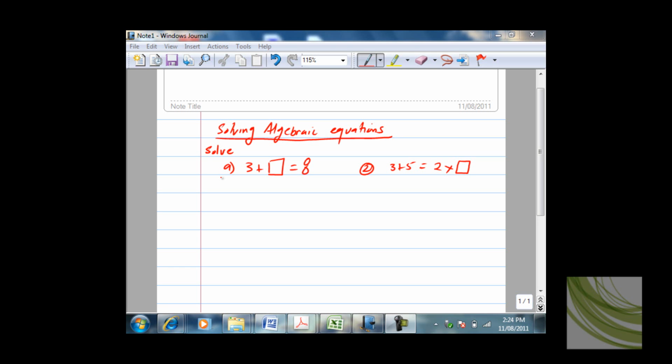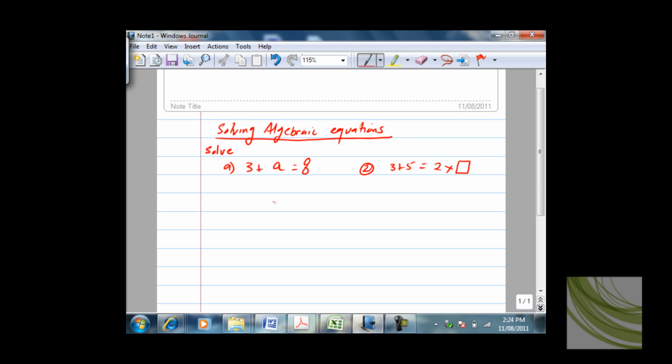In this tutorial, we'll learn how to solve algebraic equations. To solve algebraic equations means to find out the value of the missing number. Now, you may have seen questions like this, but in algebra, instead of using that box, we will use an alphabet. For example, let's say A. So A represents the missing number, and we need to find that.